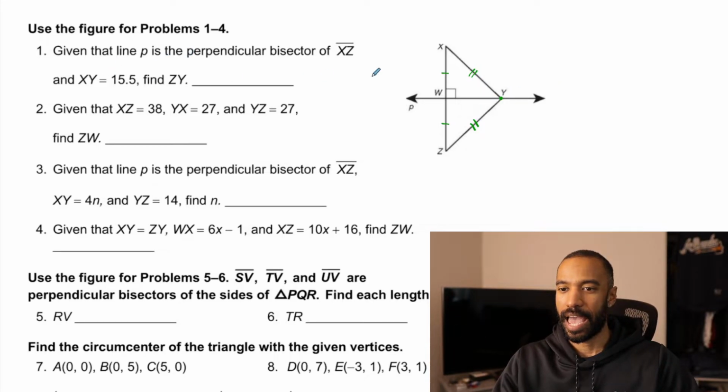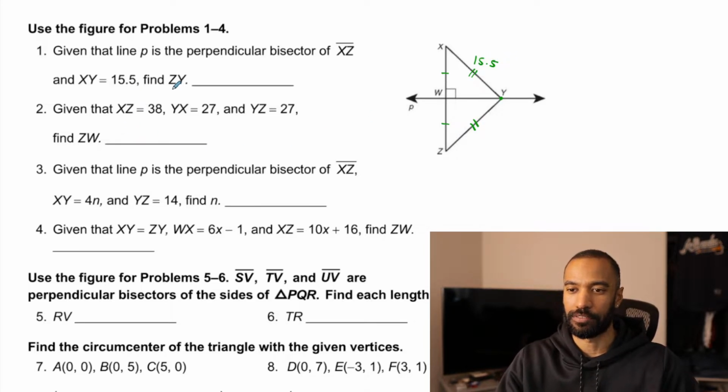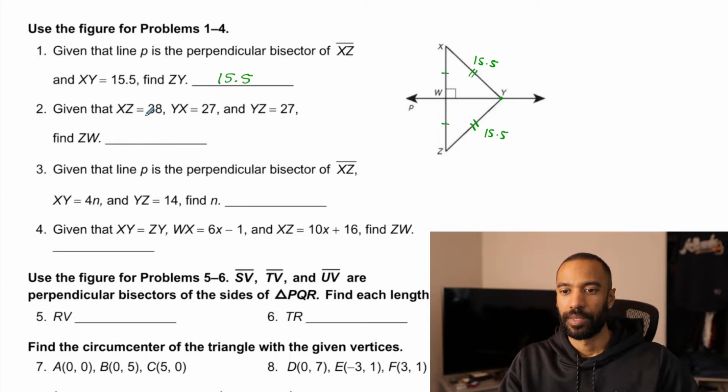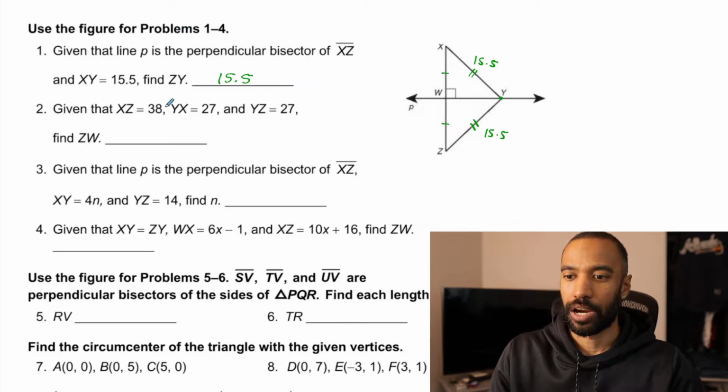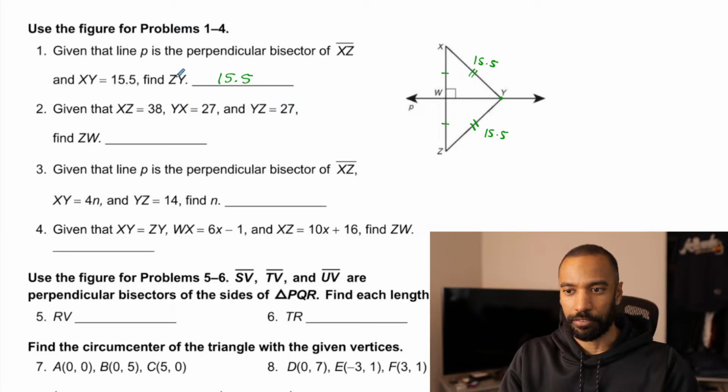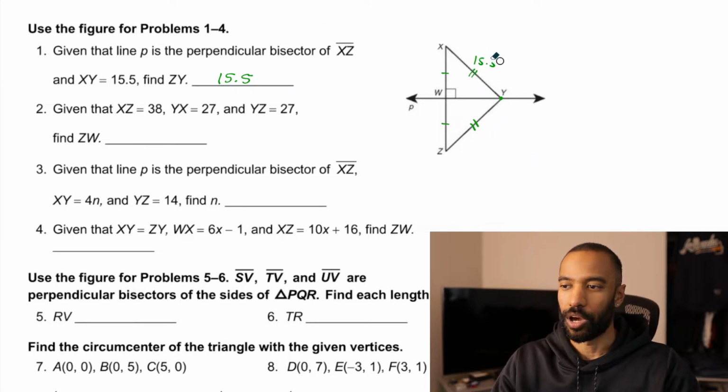Fantastic. XY is 15.5 units long. They want to find the length of ZY. Well, guess what? Its length is equal to XY's length. So it's also 15.5 units long. There we go. So that's number one. Now, number two, these are different values now, so we have to erase the 15.5 stuff. It's still a perpendicular bisector though, so I will go ahead and just erase that, and let's now look at number two.